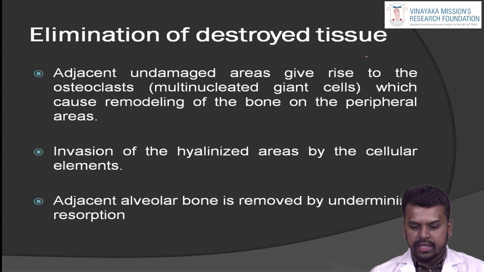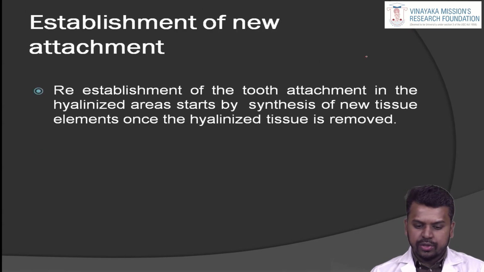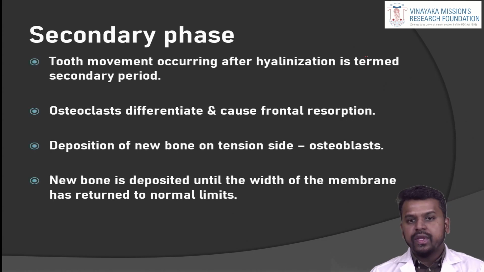Elimination of destroyed tissues: adjacent undamaged areas give rise to the osteoclasts, which cause remodeling of the bone on the peripheral areas. Cellular elements invade the hyalinized areas because they have to give blood supply to that area. Adjacent alveolar bone is removed by undermining resorption. Establishment of new attachment is the re-establishment of the attachment in the hyalinized area, which starts by synthesis of new tissue elements once the hyalinized tissue is removed. This in turn gives rise to tooth movement occurring as a natural phenomenon.